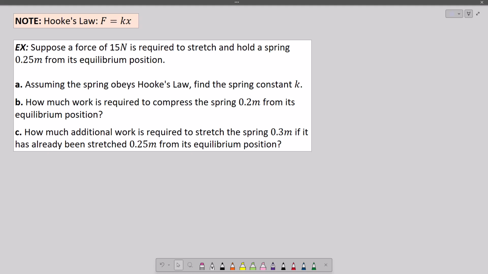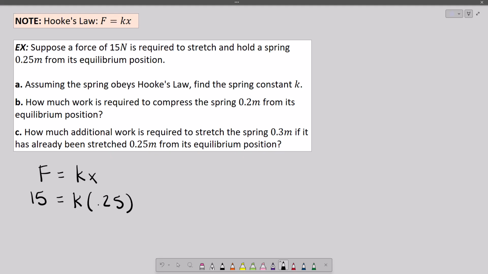So typically you knew the half-life so you could find the constant. Here they give us a data point. They say, suppose a force of 15 newtons is required to stretch or compress the spring 0.25 meters from equilibrium. That's going to give us enough information to find the k. The force for any spring is given by Hooke's law, kx. We don't know the k, but we can find it because they tell us it takes 15 newtons to stretch the spring 0.25 meters from equilibrium. So we're going to have k multiplied by 0.25.